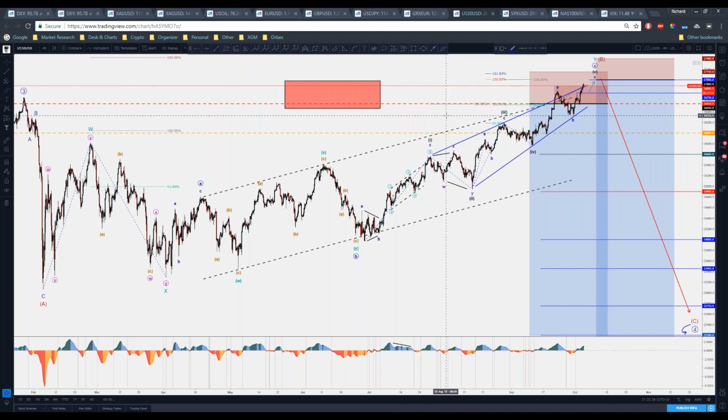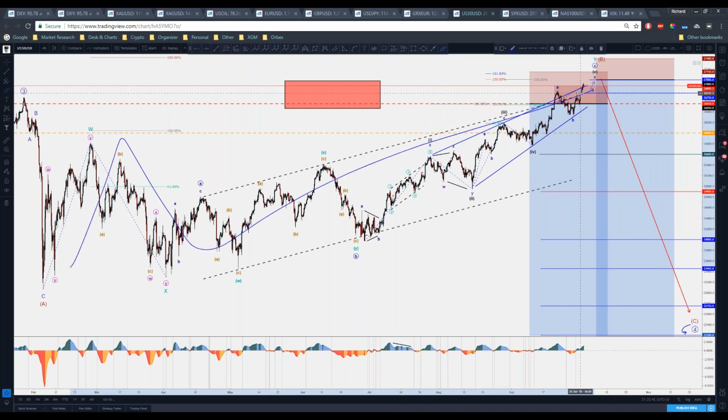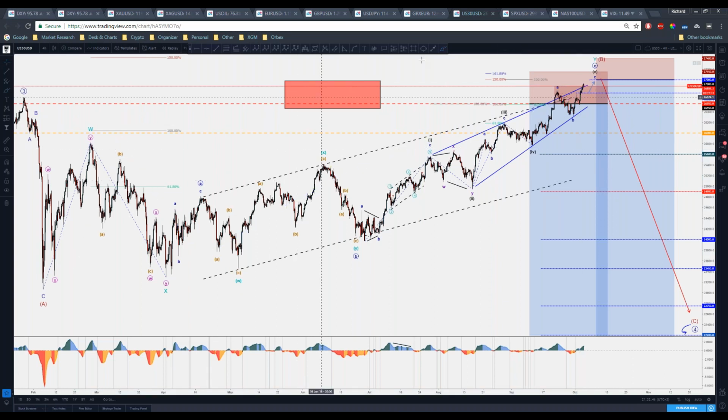Okay, on the Dow Jones, right? This is looking like a corrective piece, guys, even though it created a new all-time high, and this is what it's supposed to do, all right? Because previously I've been watching the 100% of W and X, right, of this, but knowing that it created a new all-time high, right?